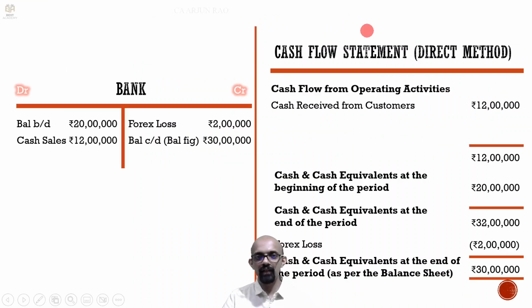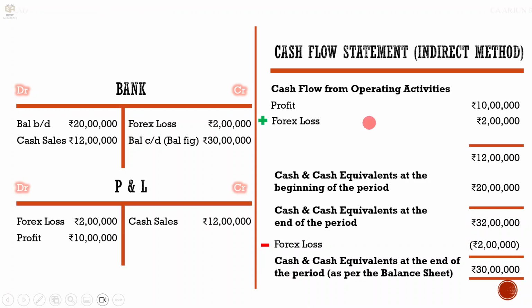So we had seen this example earlier. If it is the direct method, it will come only in one place, that is, in the reconciliation. So here we will show plus forex gain. If it is the indirect method, it will come in two places. First we need to adjust it. In that earlier example we had adjusted forex loss. So we have to minus forex gain here and add forex gain here. That is how we will do it for this question.